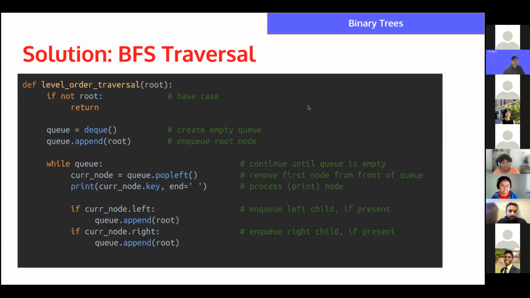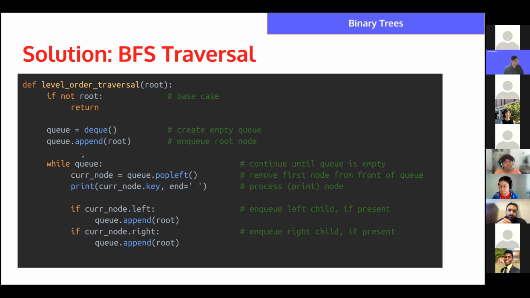Okay. So this is an implementation of BFS. To just step through this, our base case is if root is empty, we're just going to return. And we're using a double-ended queue here, a deque data structure, as our queue, creating an empty queue and adding our root node to it.